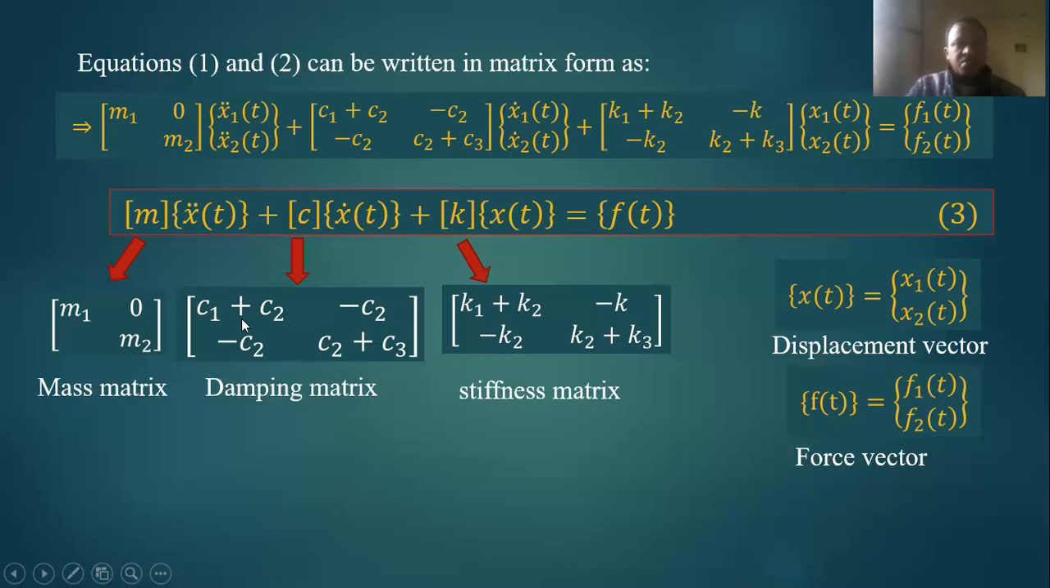C represents C1 plus C2, minus C2, minus C2, C2 plus C3. K represents K1 plus K2, minus K2, minus K2, K2 plus K3. Don't forget this is K2. And here x is represented by the vector x1 of t and x2 of t, and f of t is f1 of t and f2 of t. So these are the force vector and displacement vector.